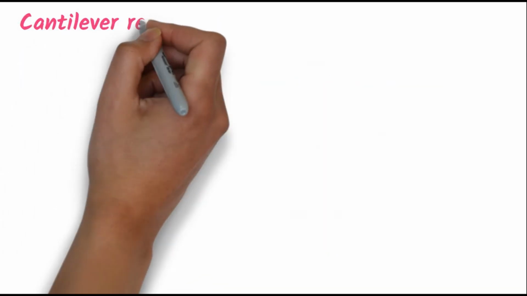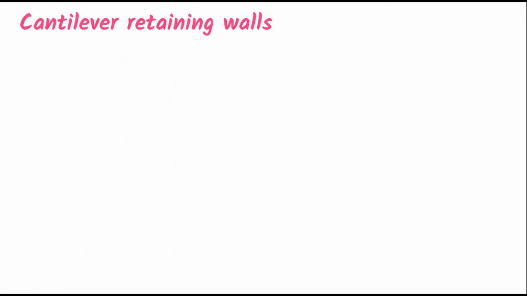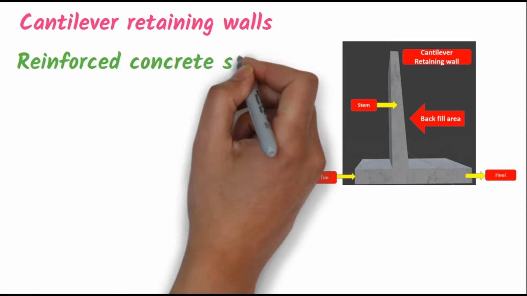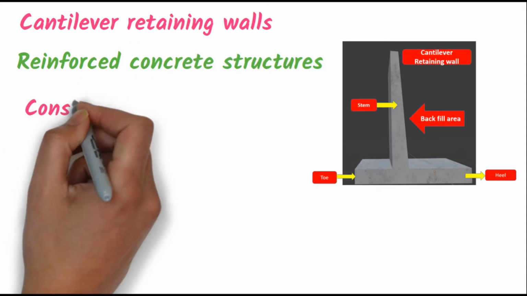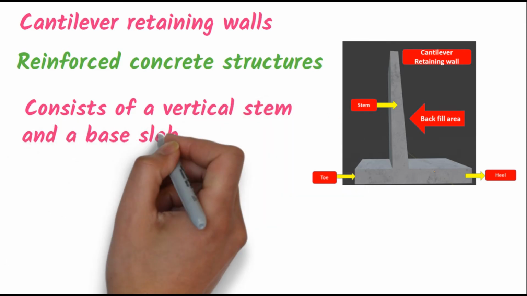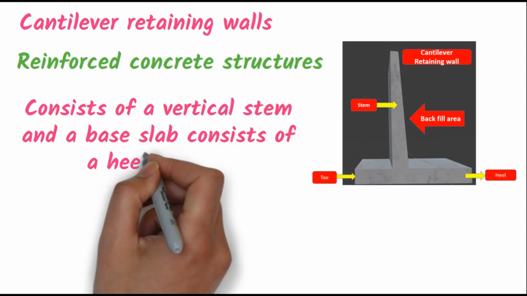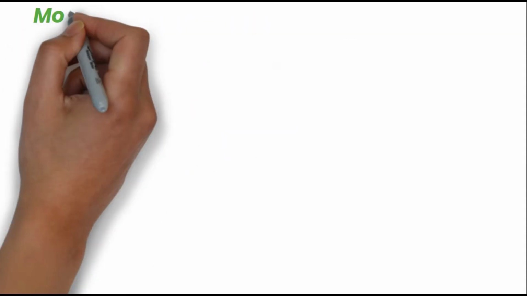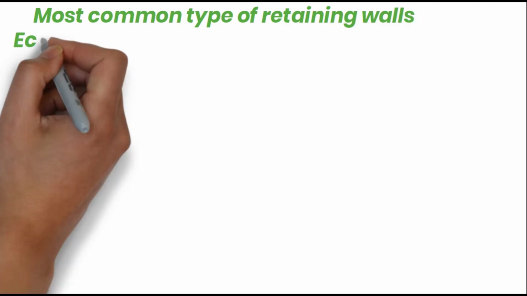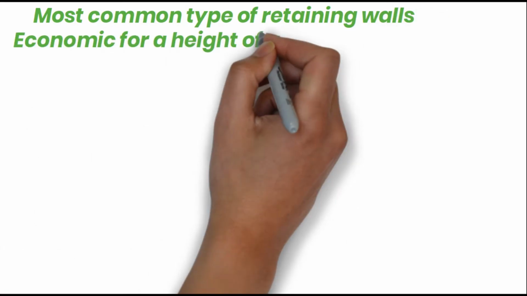Next is the major retaining wall system, that is cantilever retaining wall system. They are basically made of reinforced cement concrete. This is a typical drawing, consisting of a stem, heel, and toe, and it is the most common type of retaining wall system because they are always economical for a height of around 8 to 10 meters.